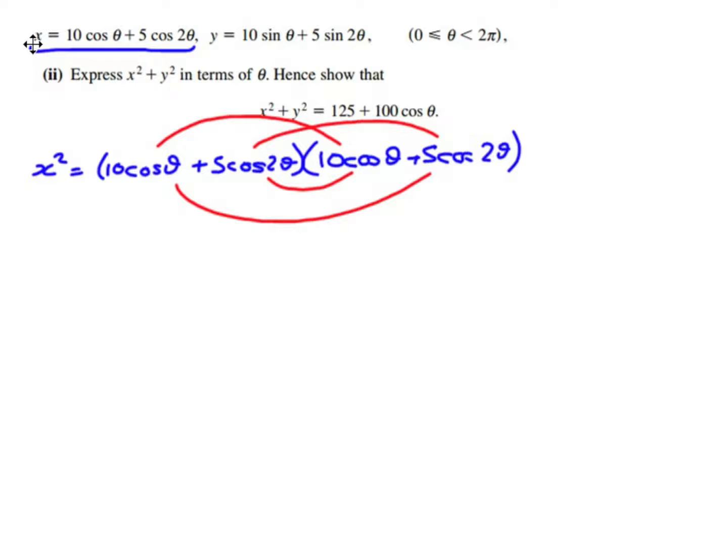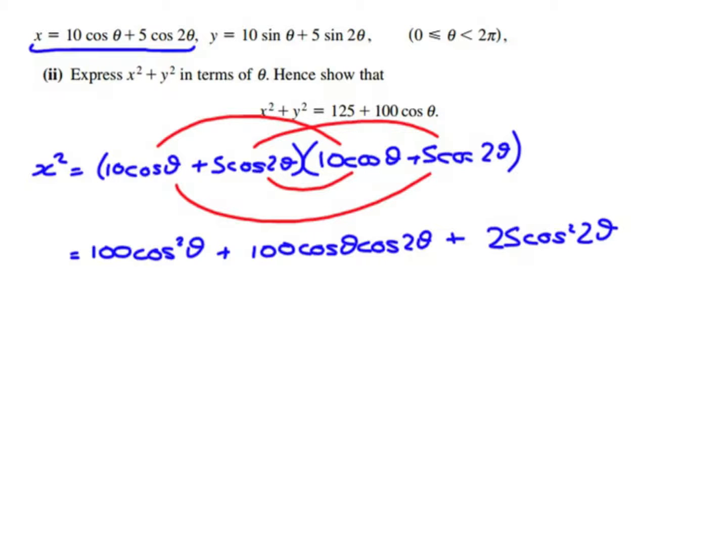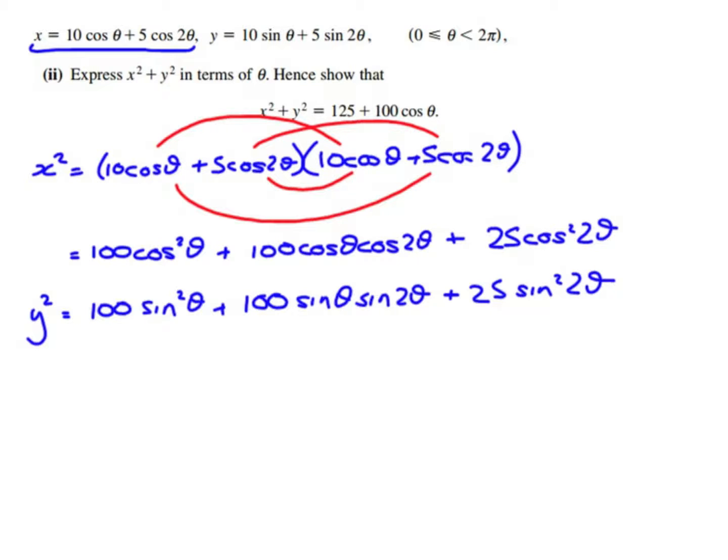So when we multiply out these brackets, first thing we get is 100 cos squared theta. We get 50 cos 2 theta cos theta, but we get that twice, so we end up with 100 cos theta cos 2 theta, and 25 cos squared 2 theta. Similarly, we need to find out what y squared is, and we just follow the same process through and get 100 sine squared theta plus 100 sine theta sine of 2 theta plus 25 sine squared of 2 theta.